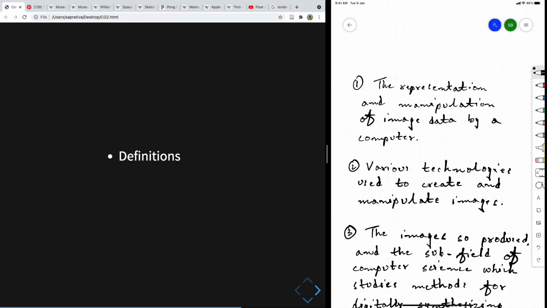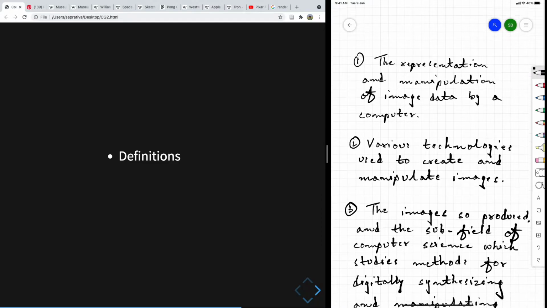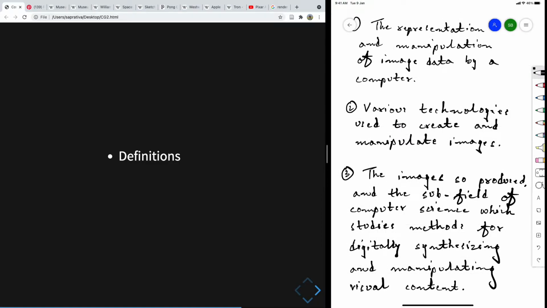So let us see one by one. The first definition says that computer graphics is the representation and manipulation of image data by a computer. So whenever an image is created or manipulated in any way by a computer, that is known as computer graphics. Second definition says that various technologies used to create and manipulate images is called computer graphics. So these two definitions talk about images.